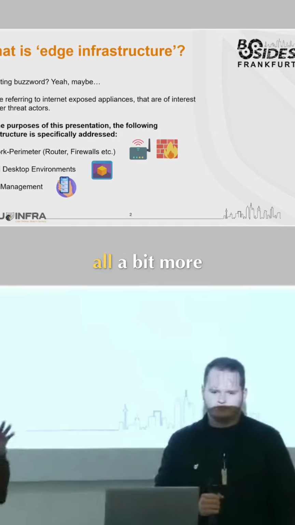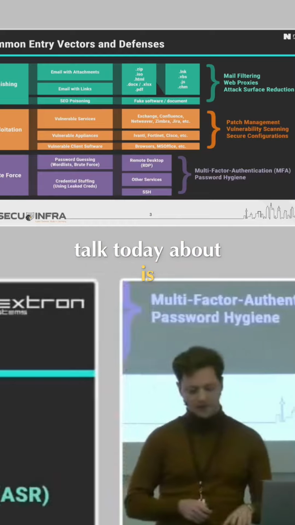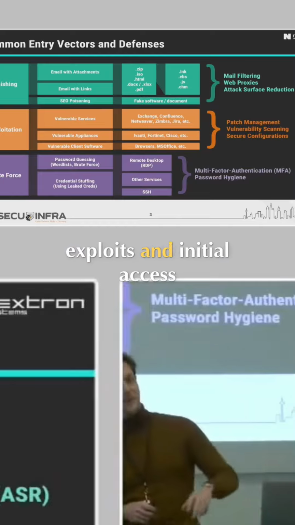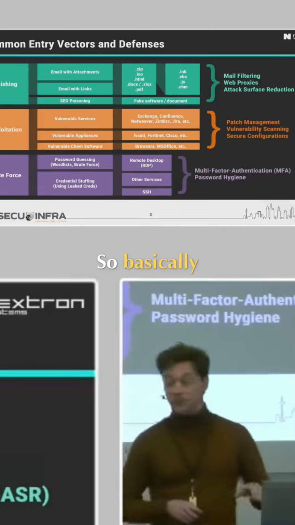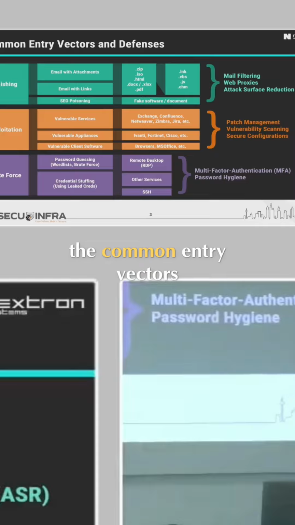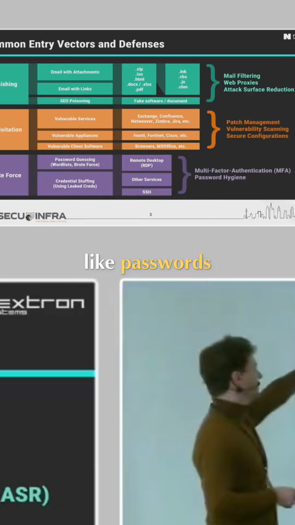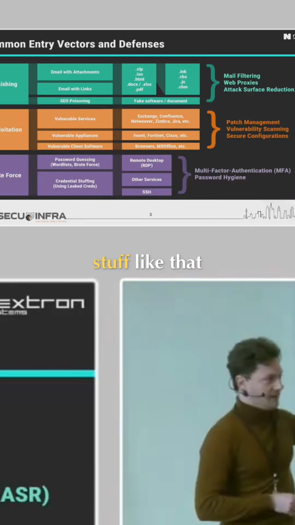And to put it all a bit more into perspective, what we want to talk about today is edge devices, exploits, and initial access. Basically, what you can see here is a slide from Florian Roth, you maybe know him, and he summarized all the common entry vectors. On the top, you can see phishing. I think you all know what phishing is. At the bottom, you can see brute force, like password guessing, credential stuffing, all stuff like that.